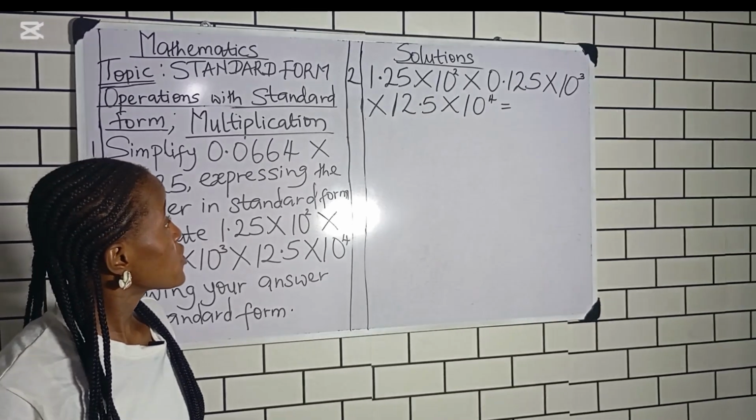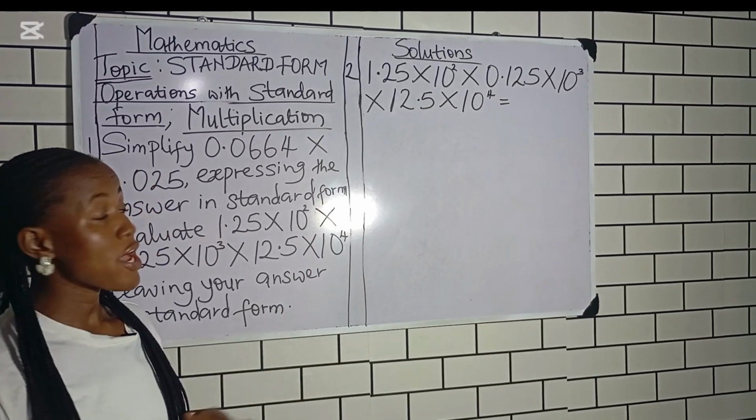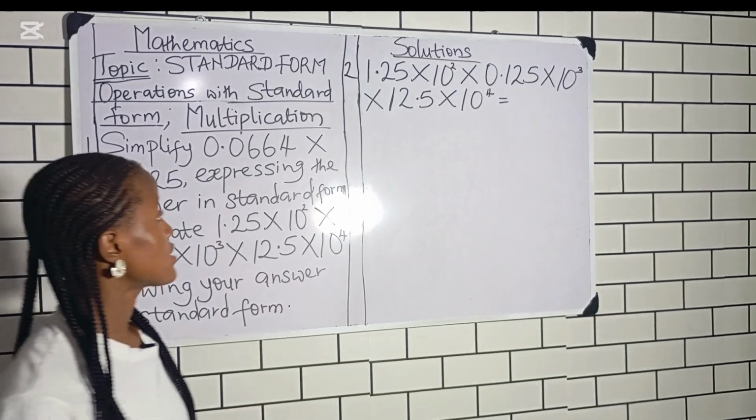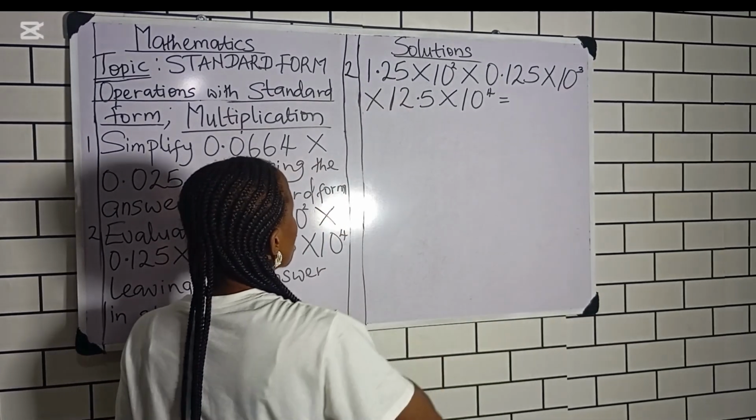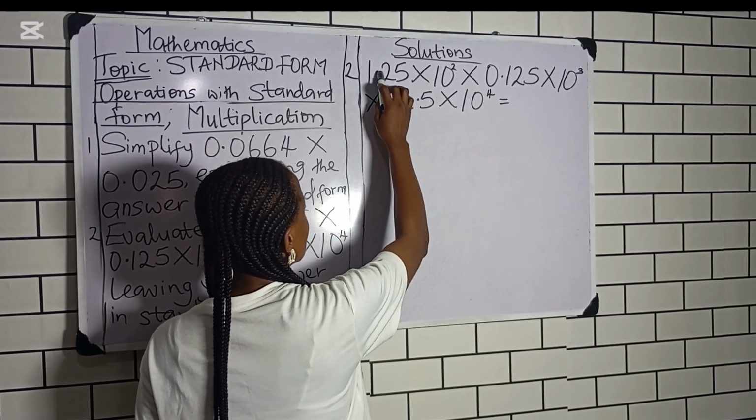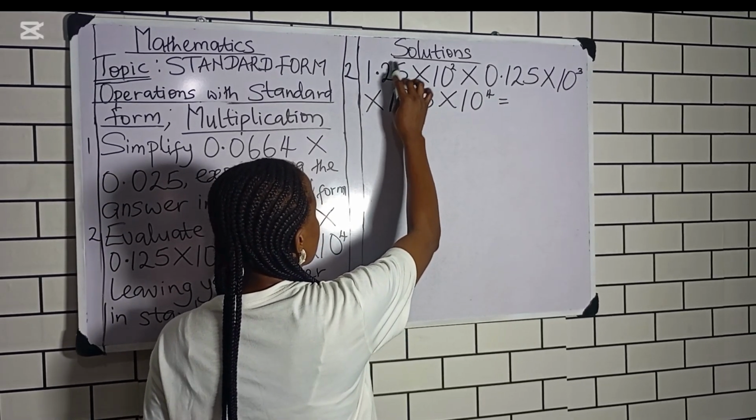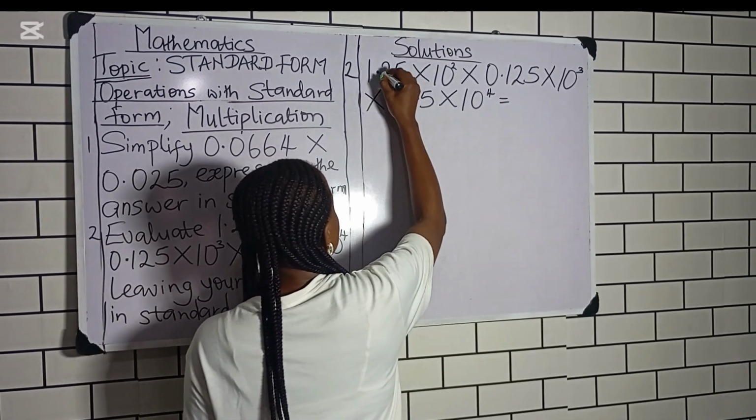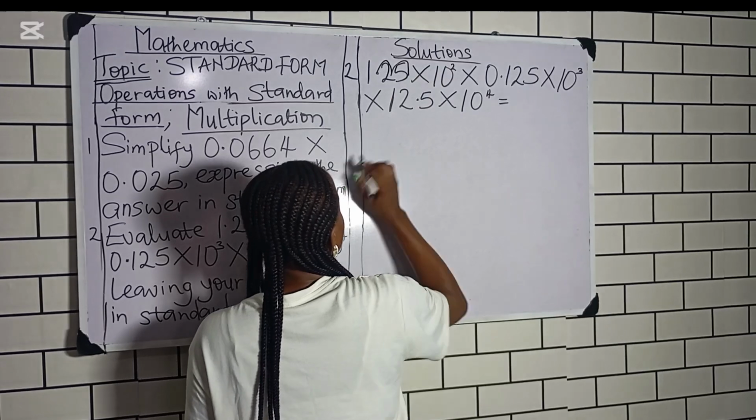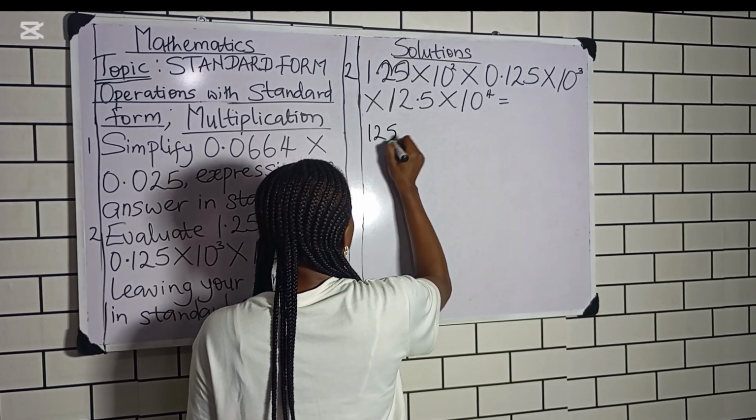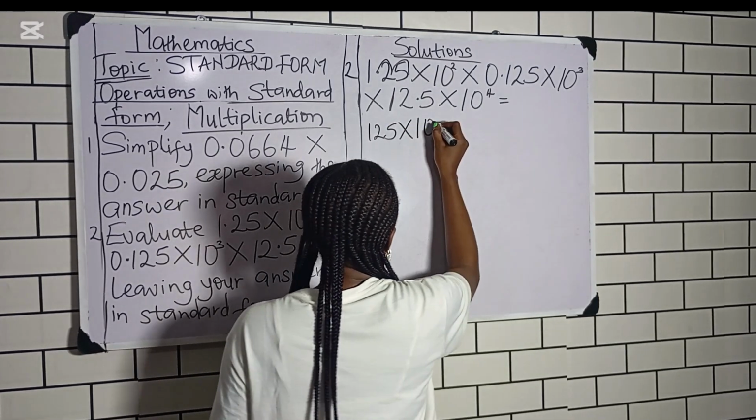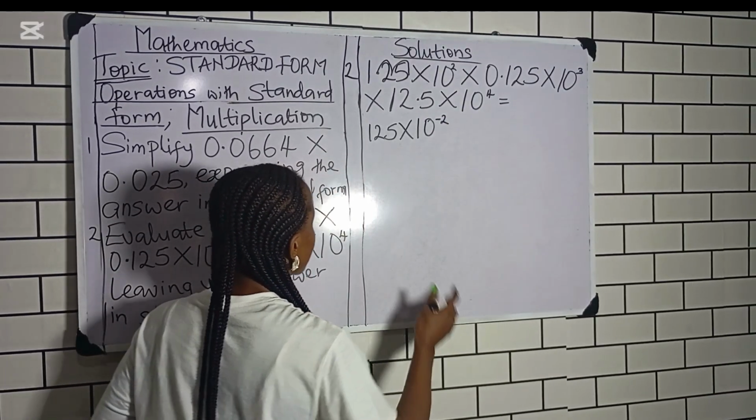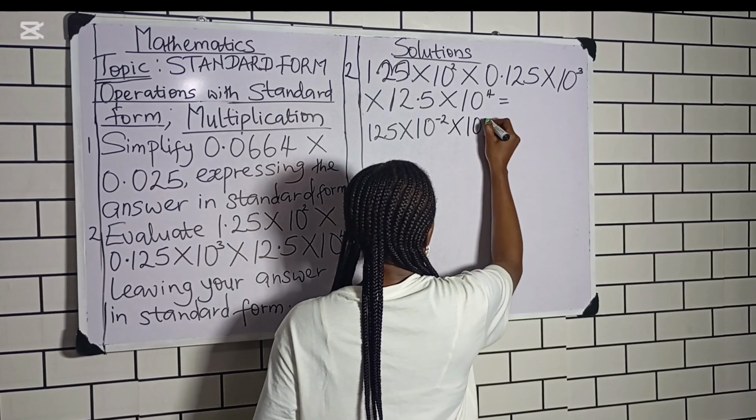Now, going further to solve question number 2, we are going to convert all the decimal numbers here to whole numbers. Converting this to a whole number, this is where our decimal point is placed. We are going to place the decimal point after all the numbers. Here is our decimal point. We count 1, 2. Now, this will give us 125 times 10 raised to power minus 2, because it started from the left to the right, times 10 raised to power 2.